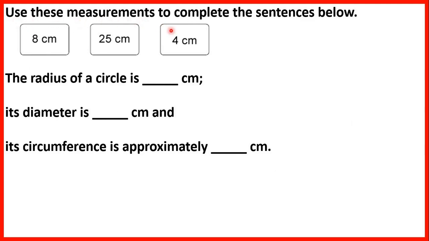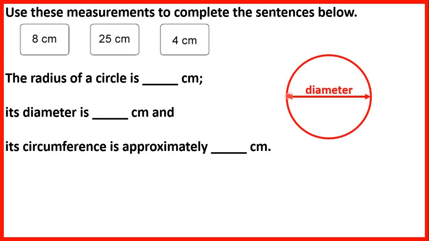Use these measurements to complete the sentences below. So we need to know what the radius, diameter, and circumference of a circle could be. So if we have a circle, the diameter is the distance from one side to the opposite side. So the diameter is a line that goes through the center of a circle. And then the radius is the distance from the center of a circle to the edge.